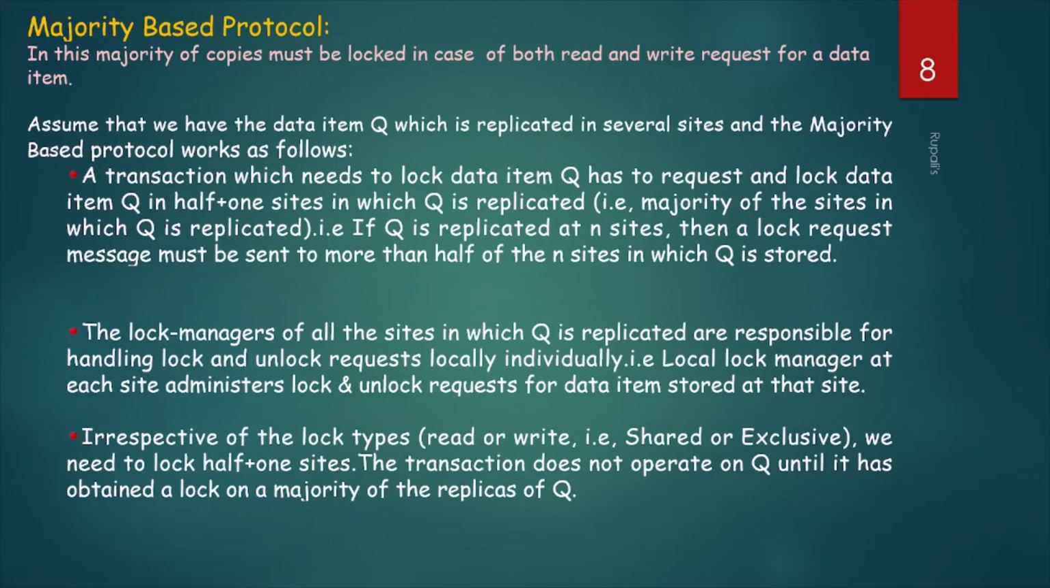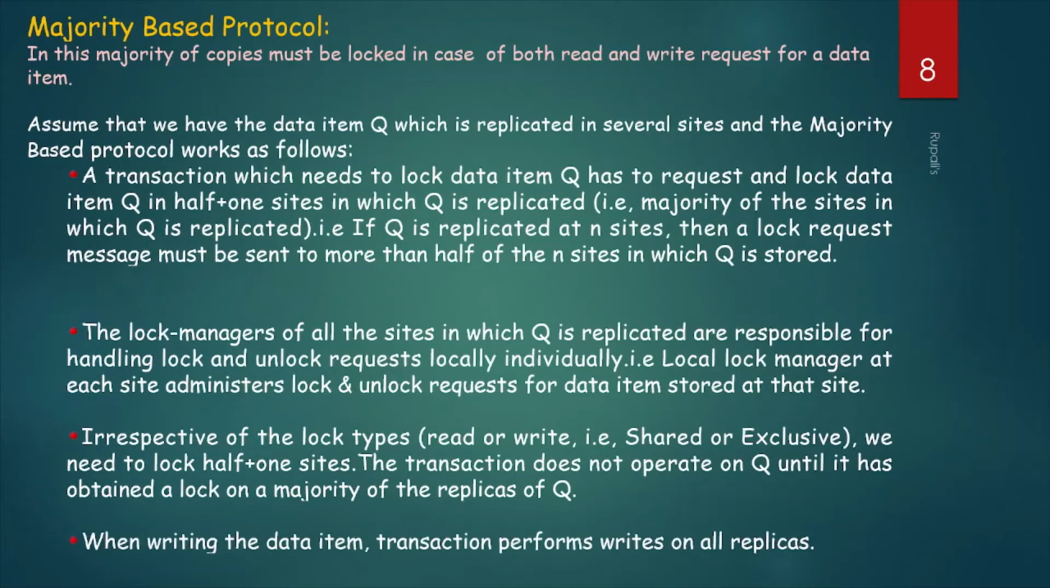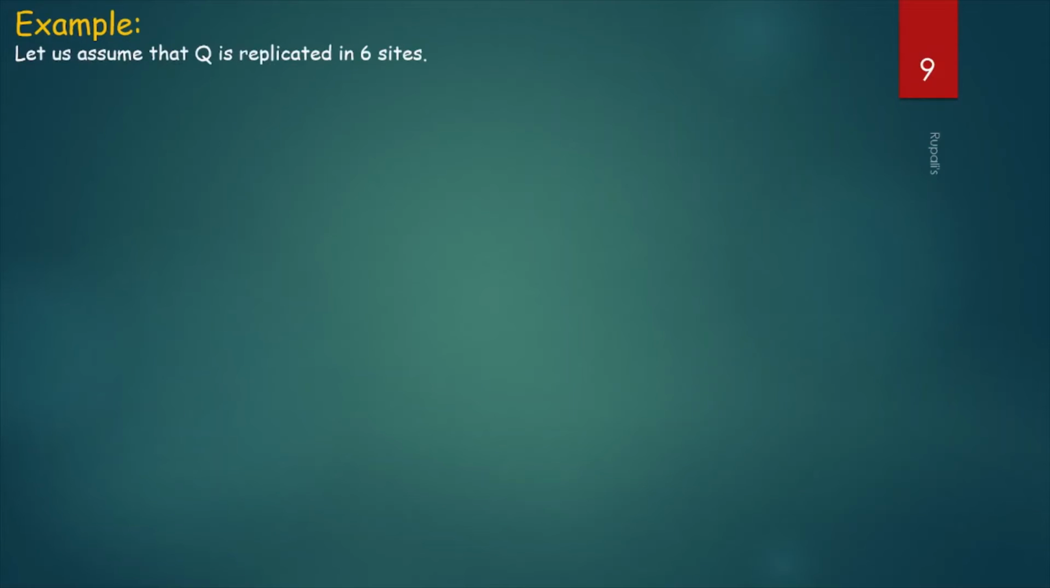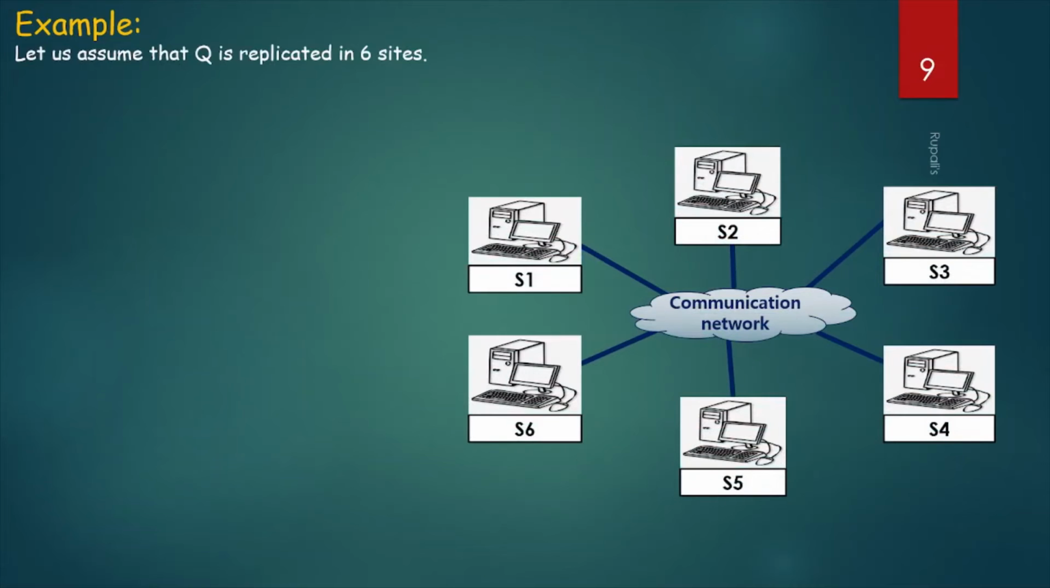The transaction does not operate on Q until it has obtained a lock on a majority of the replicas of Q. When writing the data item, the transaction performs writes on all replicas. Take one example, then this will be more clear for you. Example. Let us assume that Q is replicated in 6 sites. These are 6 sites, S1, S2, S3, S4, S5 and S6, connected by a communication network.